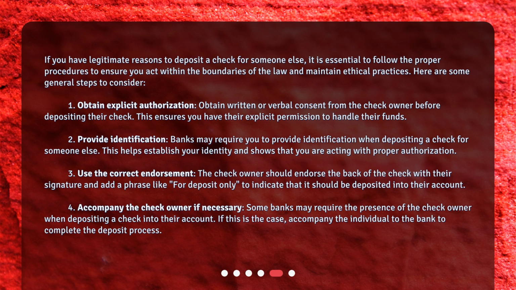2. Provide identification. Banks may require you to provide identification when depositing a check for someone else. This helps establish your identity and shows that you are acting with proper authorization. 3. Use the correct endorsement. The check owner should endorse the back of the check with their signature and add a phrase like, "for deposit only," to indicate that it should be deposited into their account.